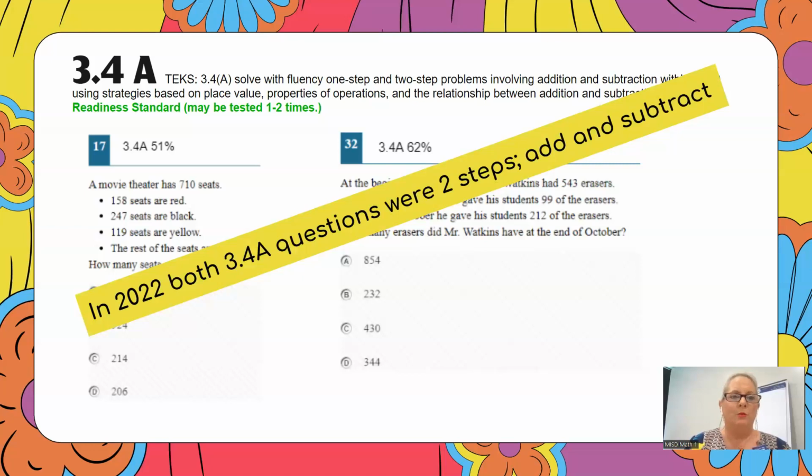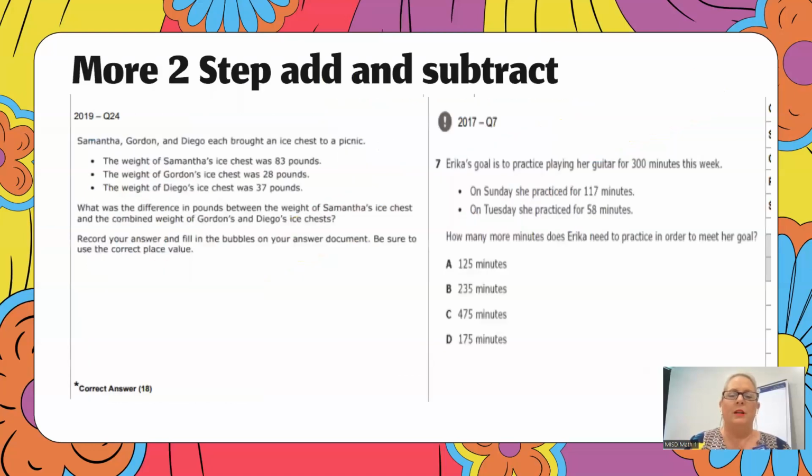And those 2 problems were in 2022, but let's not forget 2019 and 2017, we had 2 more problems that were add and subtract both. One is talking about Samantha, Gordon, and Diego going on a picnic and bringing an ice chest. And the weight of Samantha's was 83 pounds. The weight of Gordon's ice chest was 28 pounds. And the weight of Diego's ice chest was 37 pounds.